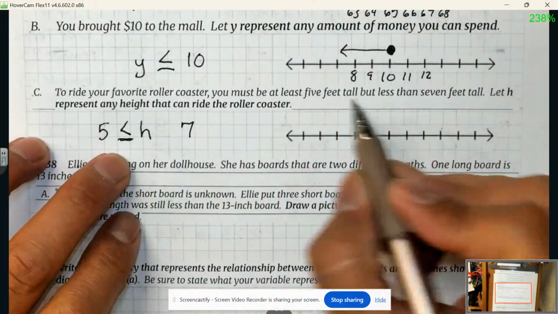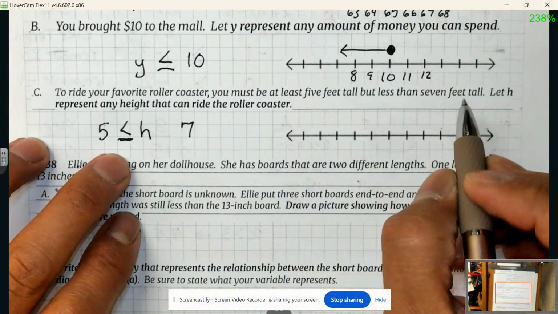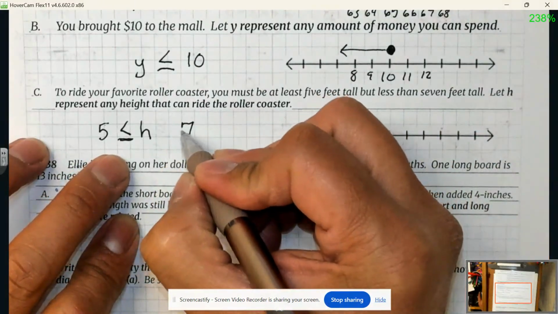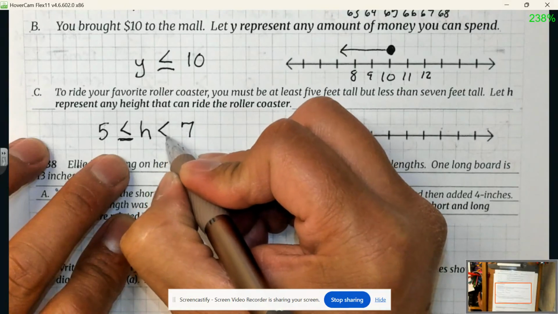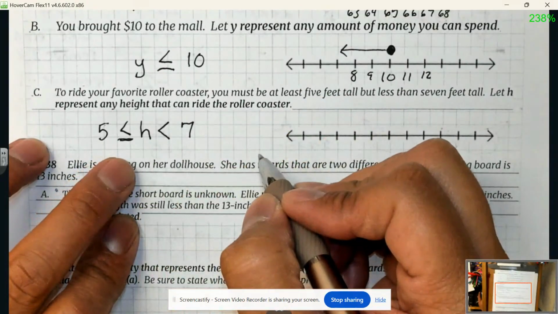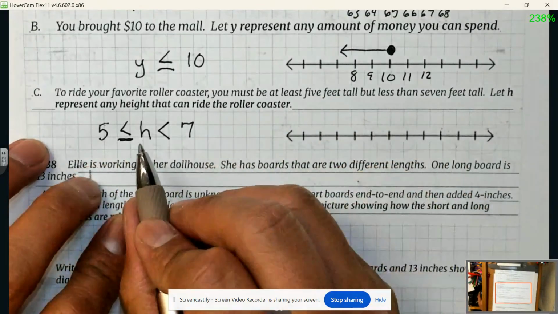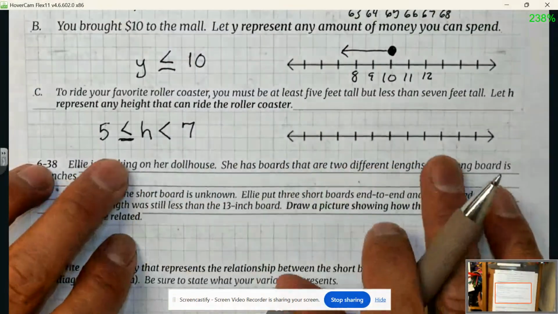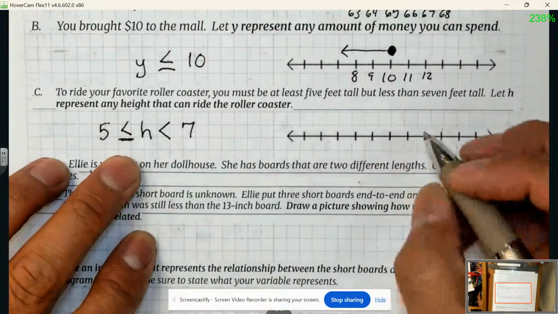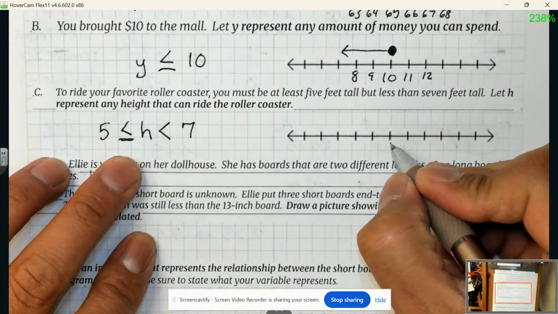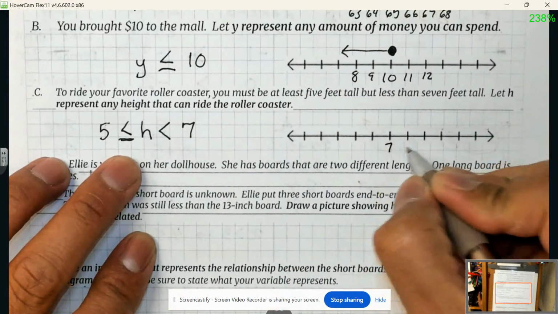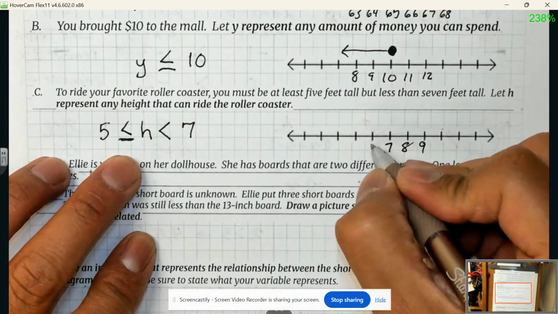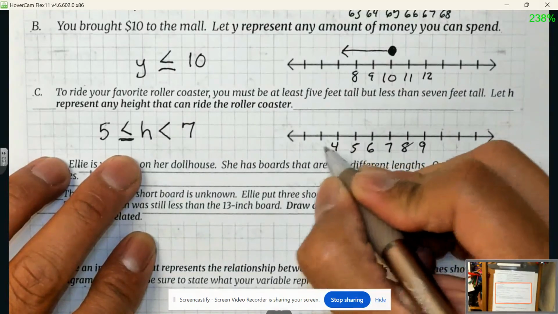And then if you look at the height, it says you must be less than 7 feet tall. So that one, your height has to be less than 7 feet. So that H kind of falls in the middle of those two. Since we have two boundary points, that means we are going to have two circles on our graph. So here is 7, 8, 9, and then 6, 5, 4.